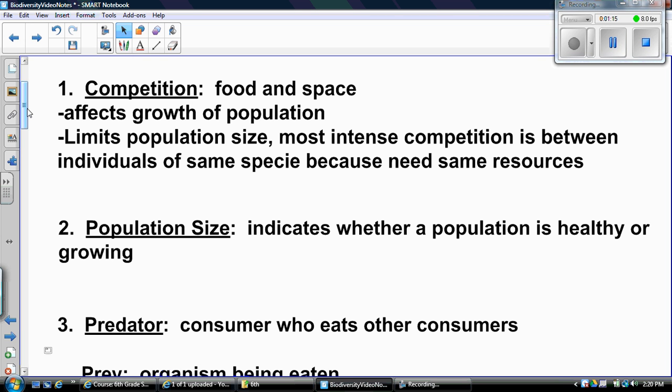The most intense competition is between individuals of the same species because they need the same resources. For example, since we use deer a lot when we do ecosystems, deer have the same resources. They eat the same food. They need the same area for shelter. So there's going to be a lot of intense competition between deer because they're going to compete for the same resources.